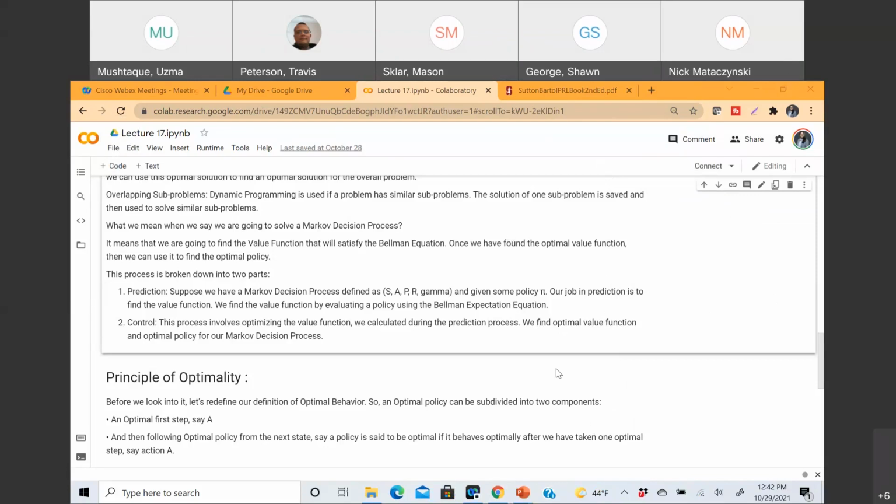So going back, what I was talking about was what is this notion of solving an MDP? Well, the notion of solving this MDP can be broken down into two parts. The first one is prediction, the second one is control. So prediction, I'm trying to find the best value using my Bellman expectation equation. And then the second one is control. That means I'm trying to optimize the value function that I calculate during the prediction process, so I can find the optimal value function and optimal policy for my MDP.